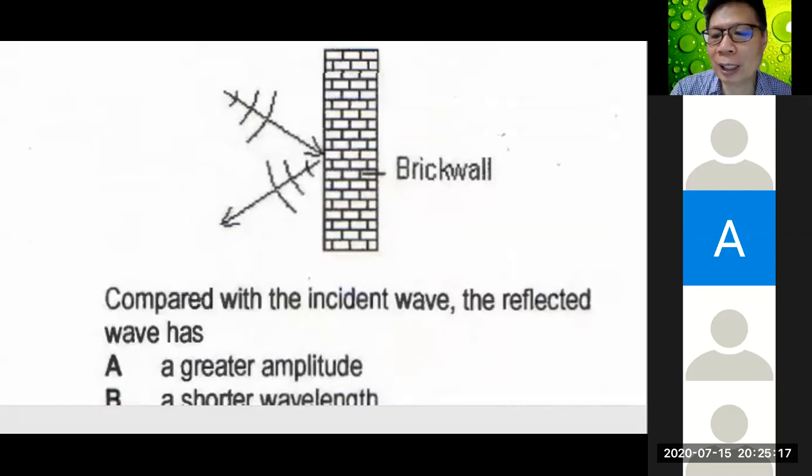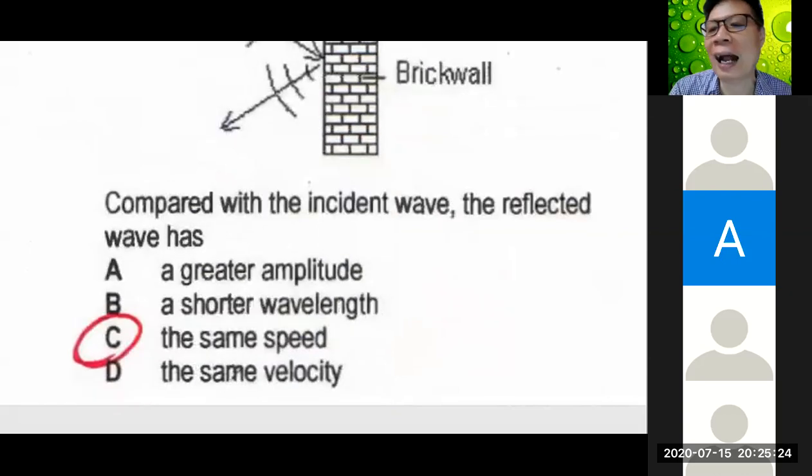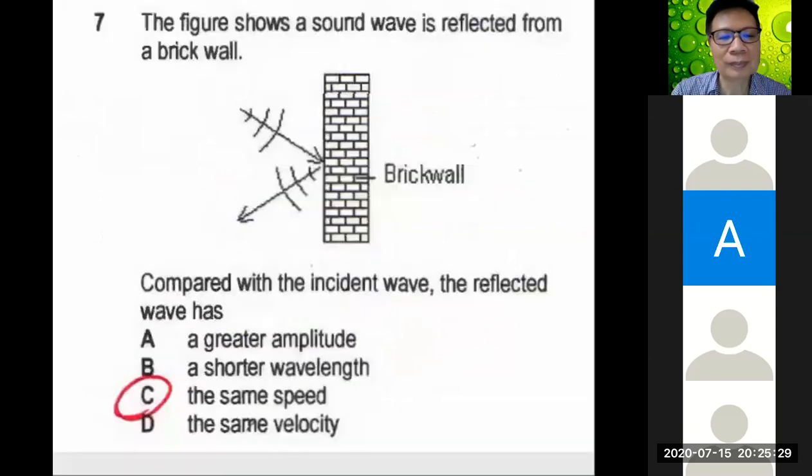Ati, can you answer? Is it D, the same velocity? No, same speed, not velocity. Okay, the speed is the same, but not the velocity. Can someone tell me why? The speeds are the same, but not the velocity. Susin, can you tell me why? Because velocity has direction. Yes, very good.